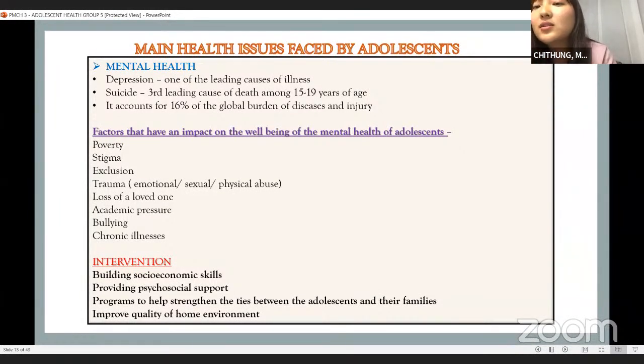The consequences of not addressing adolescents' mental health conditions can extend to adulthood, and can impair one's physical and mental health and limit quality of life as an adult. So if problems arise, they should be detected and managed in a timely manner by competent and caring health workers. Interventions include building socioemotional skills, providing psychosocial support, and programs to help strengthen the ties between adolescents and their families and improve the quality of the home environment.